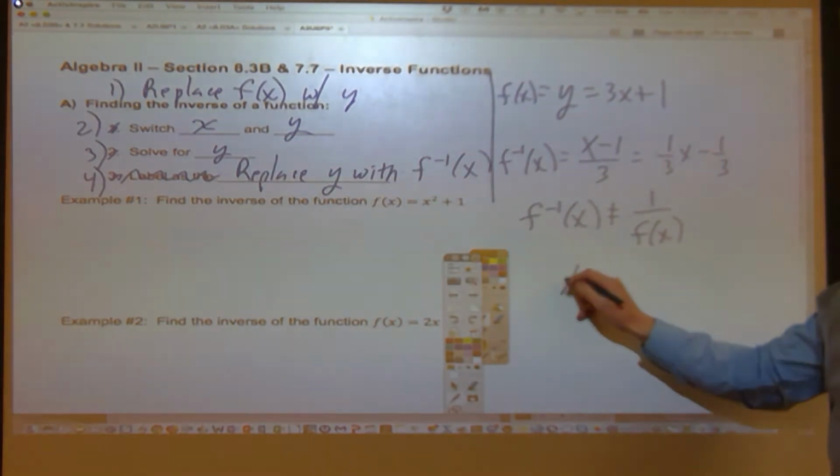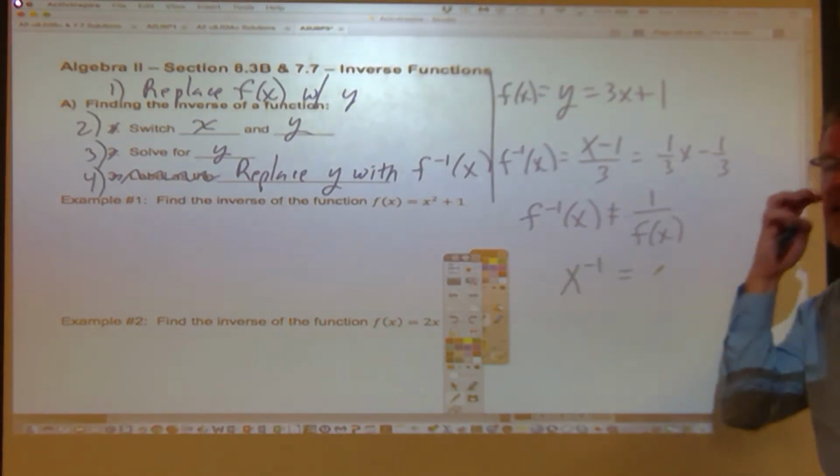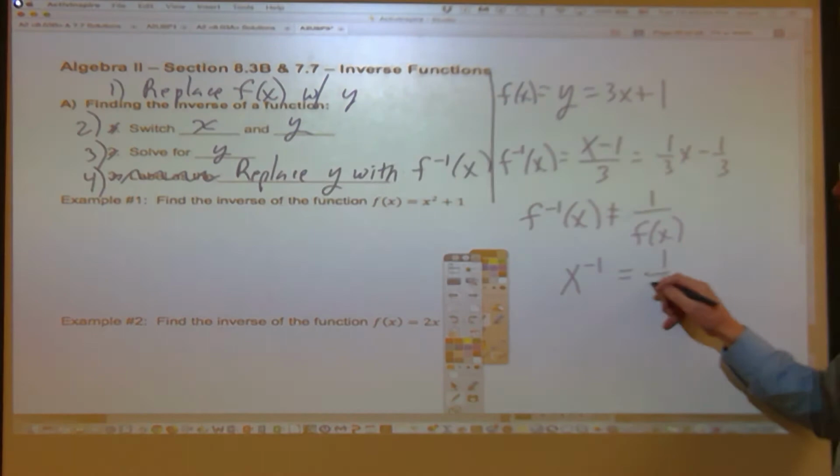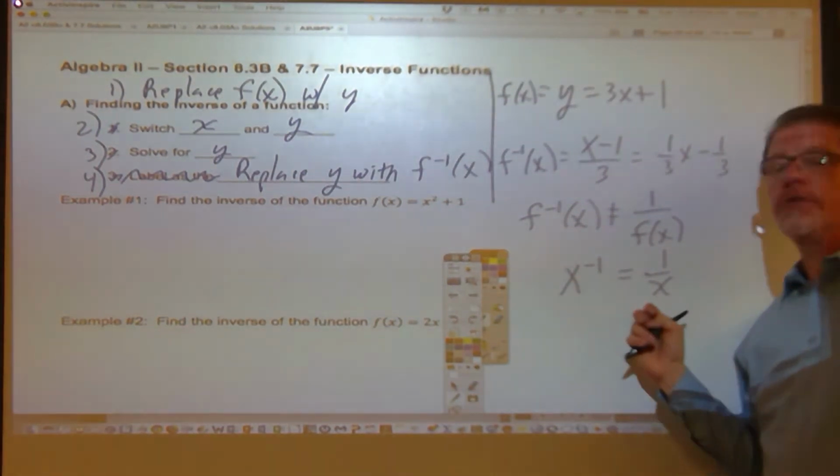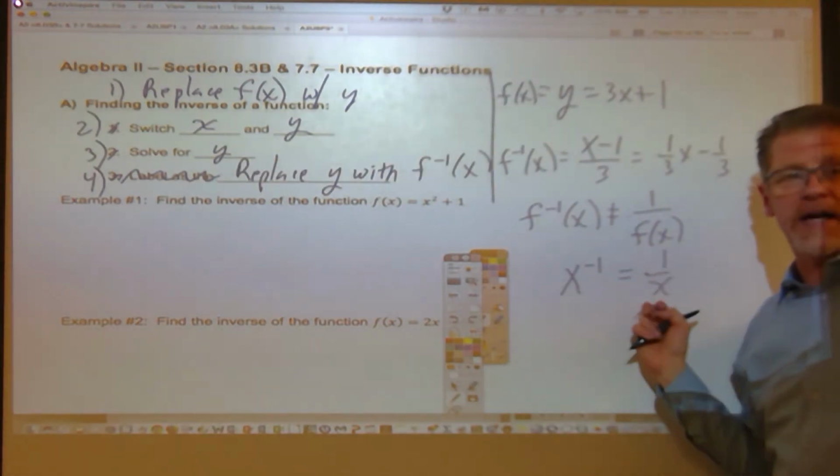The story is this. When you have negative exponents on a polynomial, then yes, you can write that as 1 over x.